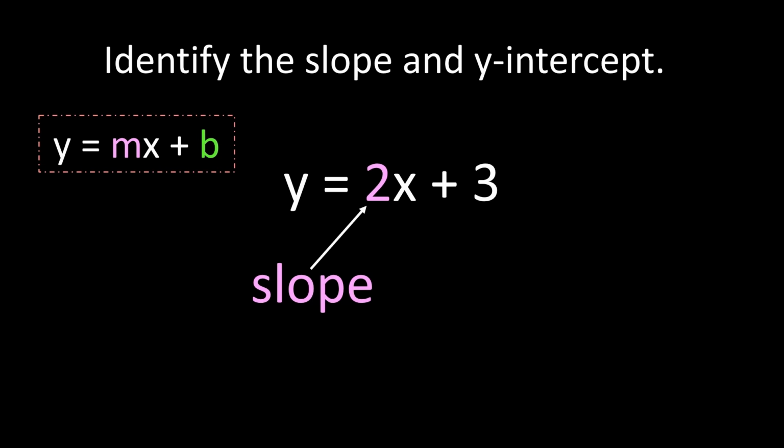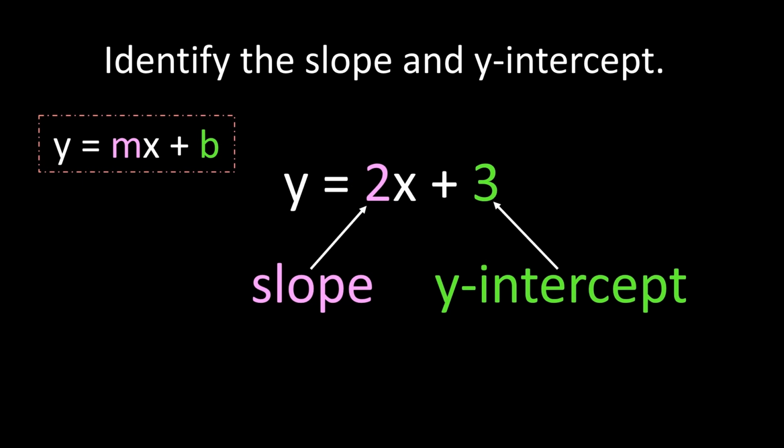So 2, and let's check the sign, it's going to be a positive 2, so my slope is positive 2. Then for my y-intercept, I'm going to look for the part of the equation that is in place of b, and that's the 3. And if we check the sign, it is a positive 3, so my y-intercept is 3. So in this example, the slope is positive 2, and my y-intercept is positive 3.